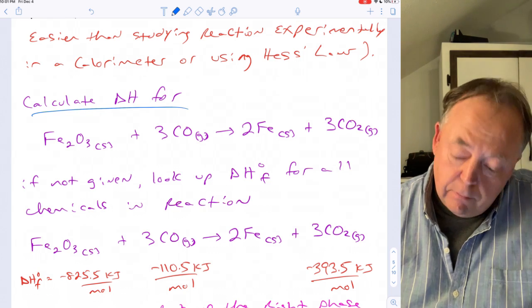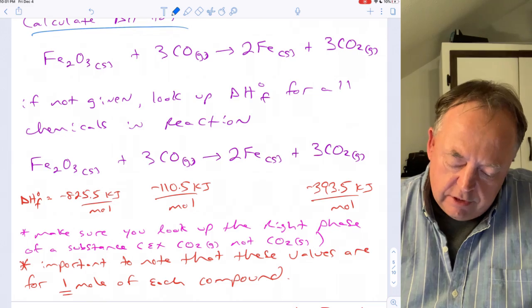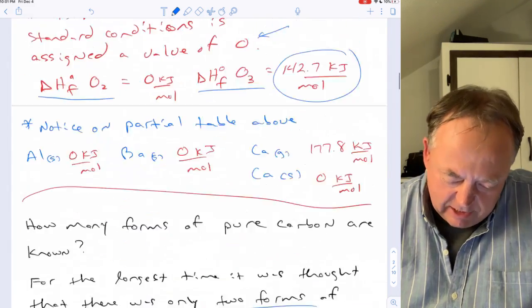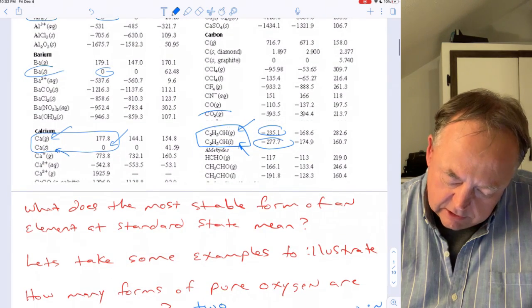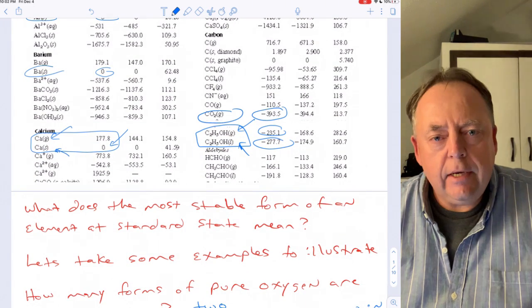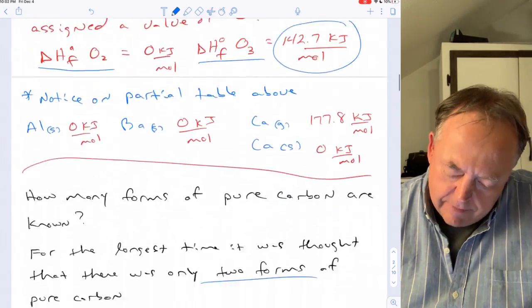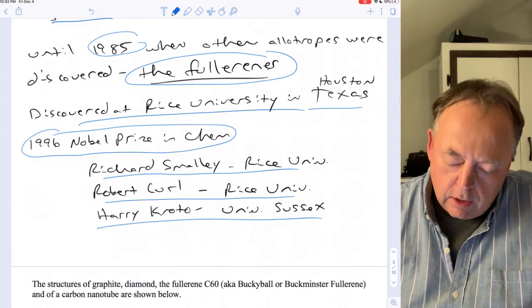Okay, so if it's not given, then what you need to do is look up heat of formation values. You need to have a thermodynamic table like this, where you can look up heats of formation, like CO2 gas. It's negative 393.5 kilojoules per mole. So you would need to find all of the compounds and make sure you look up the right state: CO2 gas, not CO2 solid, for example.